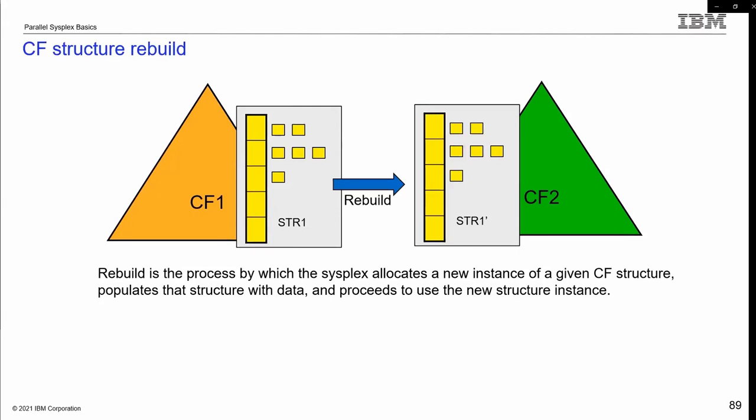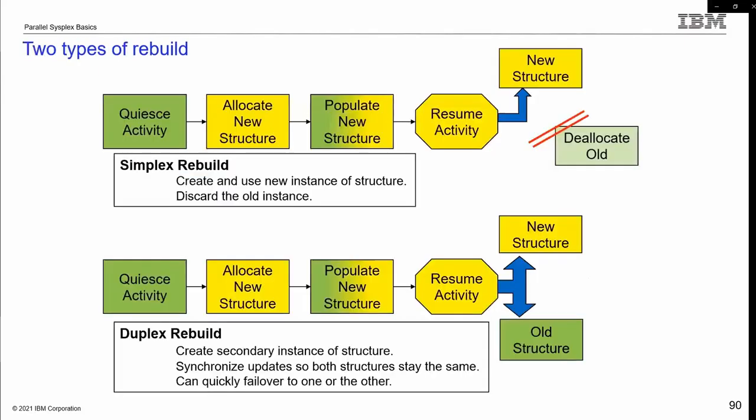Likewise, it can also happen when I need to reconstitute or reconstruct the data in the structure through, for example, hardened logs, so that I have the most current data in my coupling facility, which is the faster access by the system rather than going out to DASD. So as you can see, there are a number of reasons why I need to do a structure rebuild.